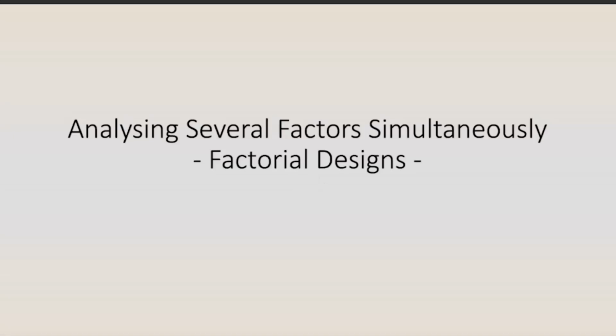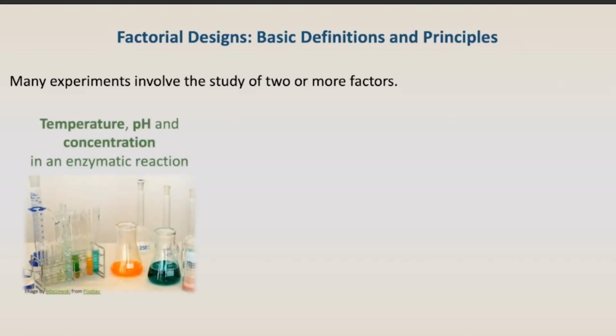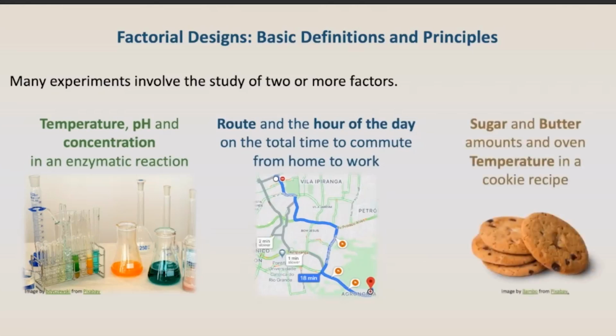Analyzing several factors simultaneously: factorial designs. Many experiments involve the study of two or more factors, like temperature, pH, and concentration during an enzymatic reaction, the route and the hour of the day on the total time to commute from home to work, and sugar and butter amounts and oven temperature in a cookie recipe.